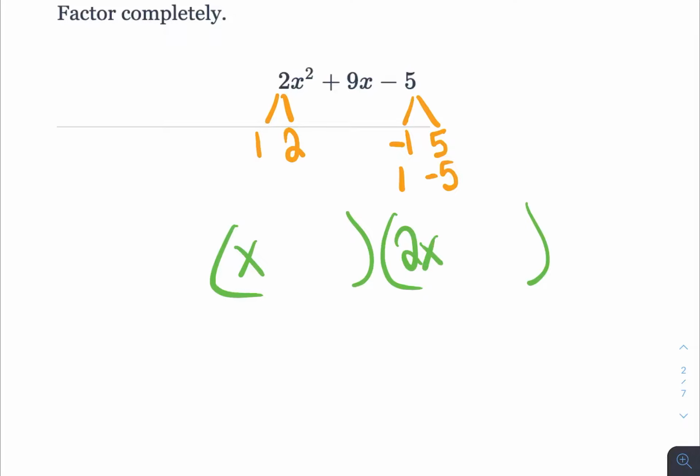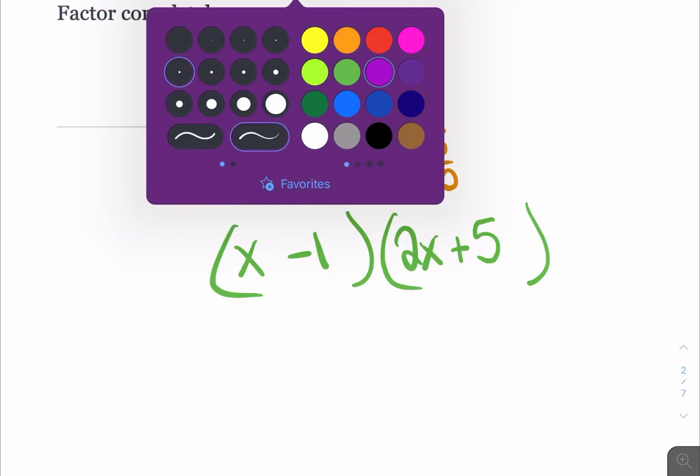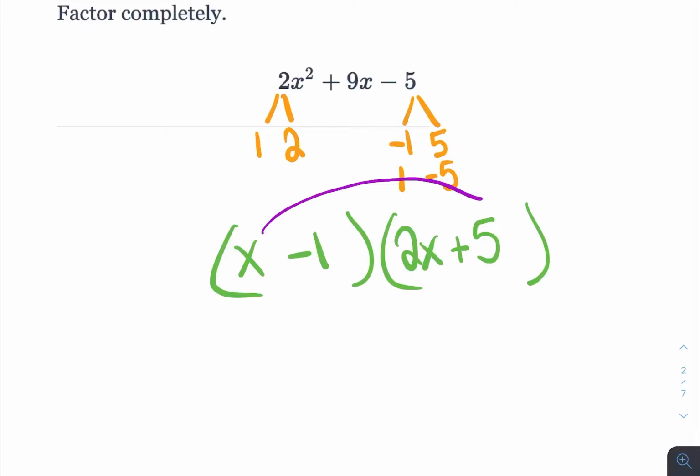Now I'm just going to try our first one here. I'm going to plug in -1 and +5. If I take outsides, insides, we have 5 times x is +5x, minus 2x gets us a +3x. Okay, that didn't work. Let's try flipping our -1 and our 5.